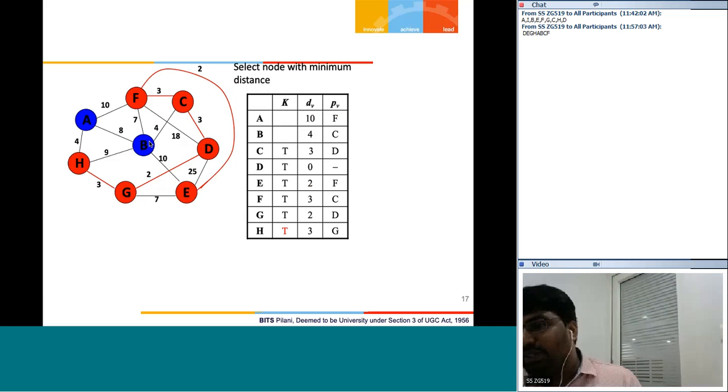No issue. Now, what are the adjacents of H? It is A, it is B. Do we update A or do we update B? We will update A but not B, because B's value is 4. See, B's value is 4, so I will not update. Only A is 10, so I will update.